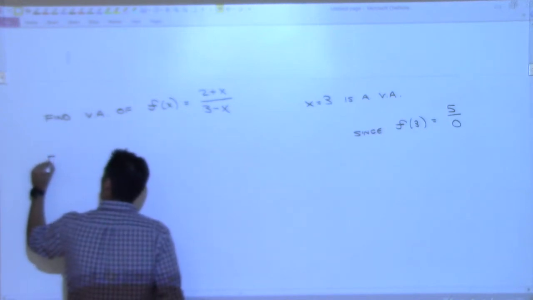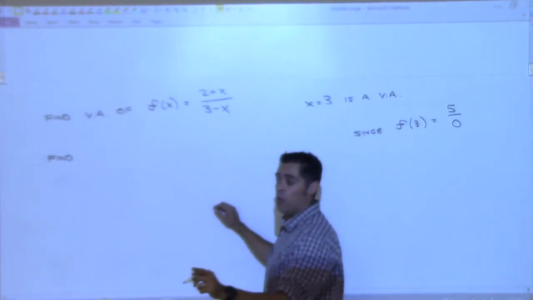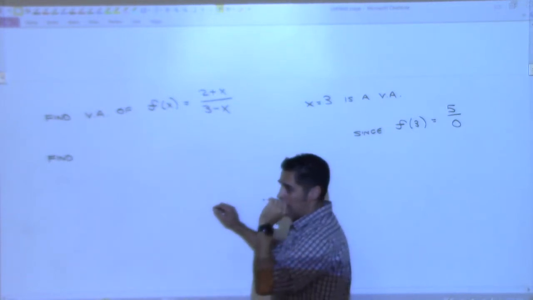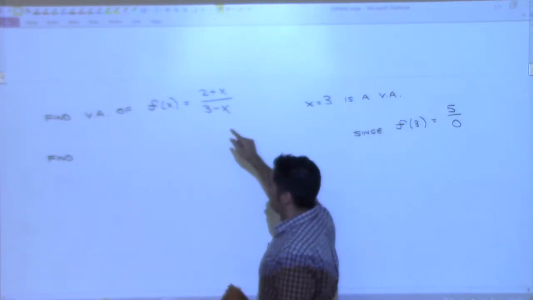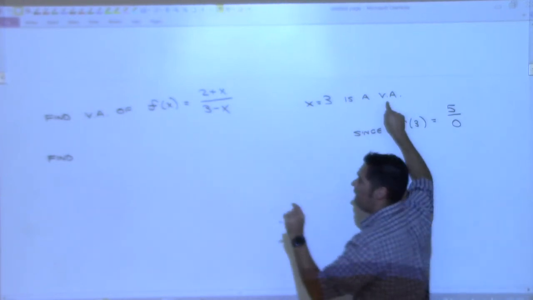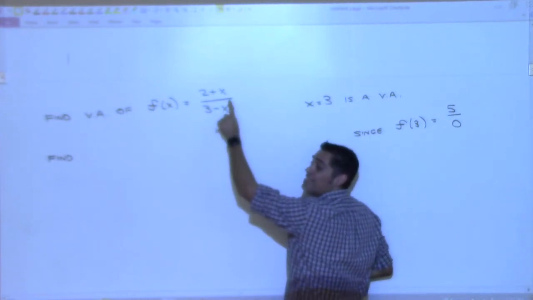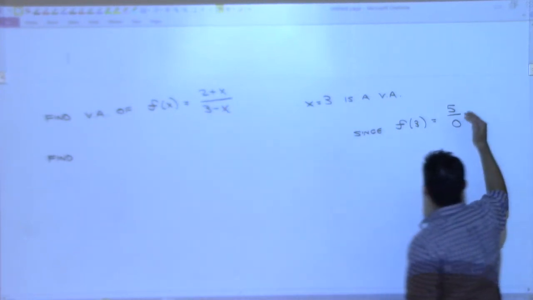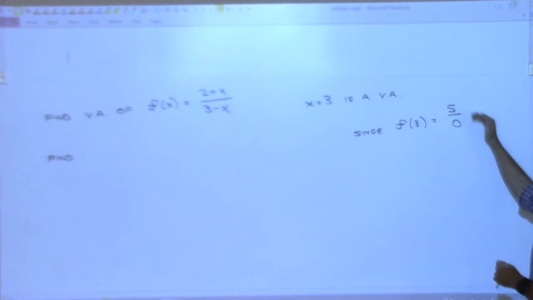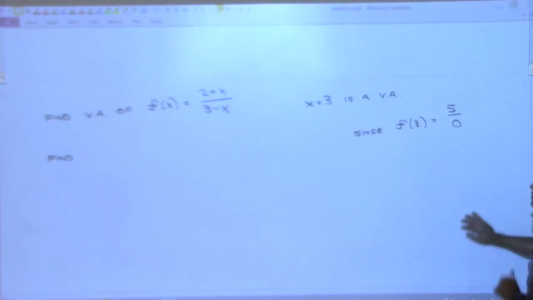So if anything is undefined, you have to have undefined but not a hole, okay? So that's what I was saying. You can find the vertical asymptotes pretty easily if you can figure out where the denominator would be 0 while the numerator is not. So if we get a number over 0 like that, then a vertical asymptote occurs there, all right? Just by looking at it.